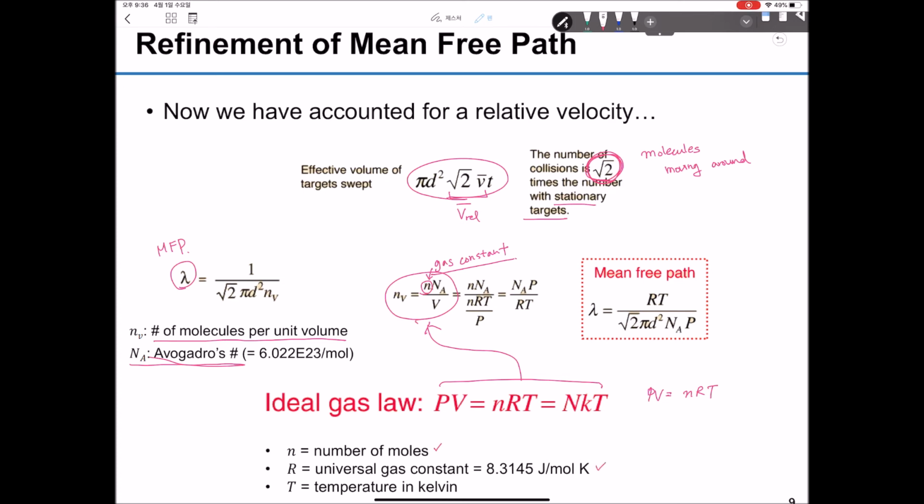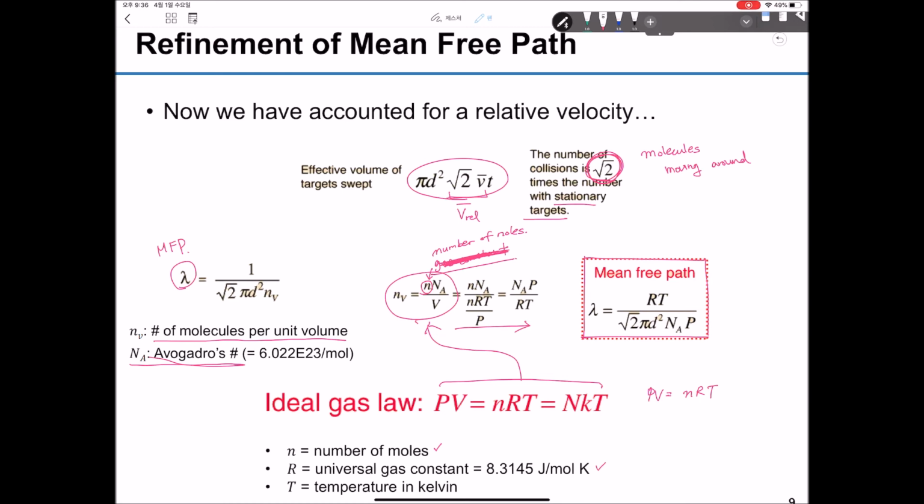Universal gas constant. Oh, sorry. Yeah, I'm sorry. What am I doing? Yeah, this is number of moles. Okay? And this is temperature in Kelvin. So if you do a further reduction, what you get is this one right here. I just wanted to get to this part. So the mean free path equals R, the universal gas constant, times temperature over √2 times pi times molecular diameter squared times Avogadro's number times pressure.